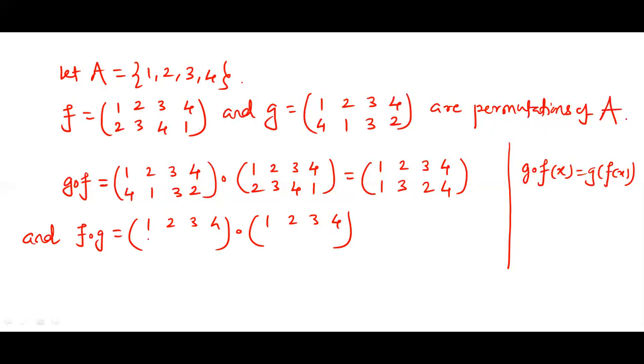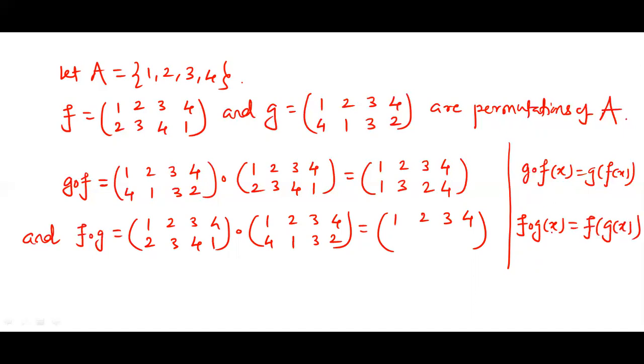What is f? f is 2, 3, 4, 1, and one function g is 4, 1, 3, 2. Okay. And by definition, f naught g of x is equal to f of g of x. And here we want function f naught g.